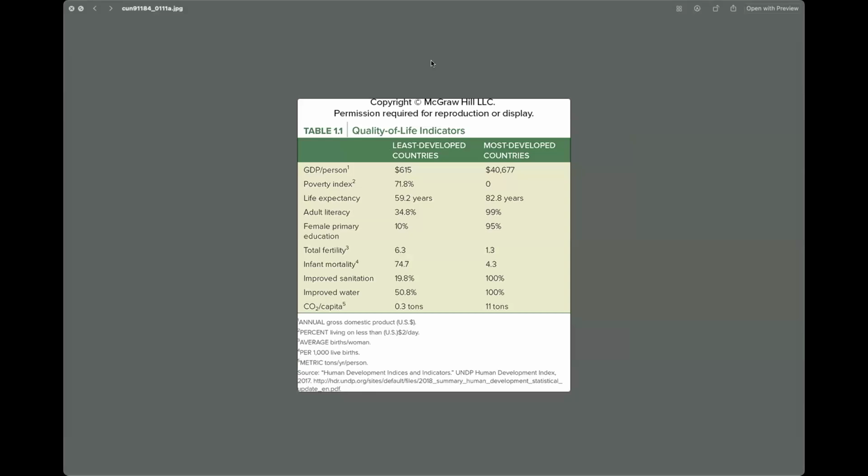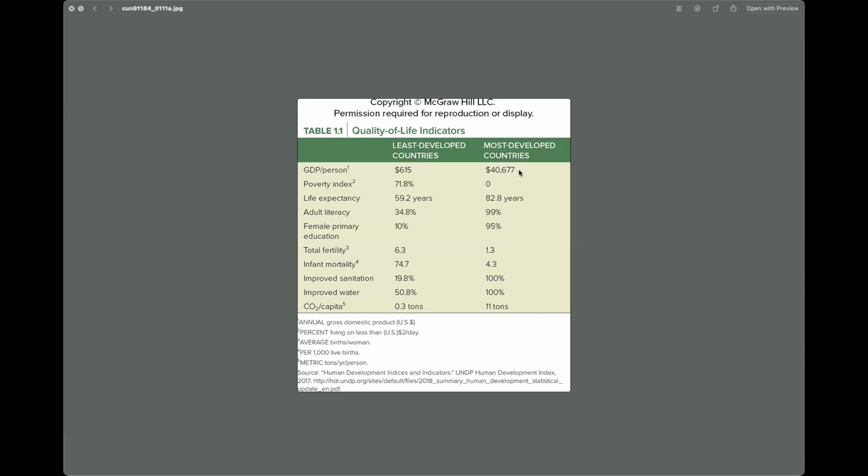And this shows you quality of life indicators, starting with the most common one, which is GDP per person, gross domestic product, divided by the population. And then there's the poverty index, life expectancy. These are all indicators of what would constitute a good quality of life. So the two columns are the least developed countries, that's actually the poorest of the poor, and the most developed countries, and that would be the G7 or the OECD. And so you can see the difference in income.